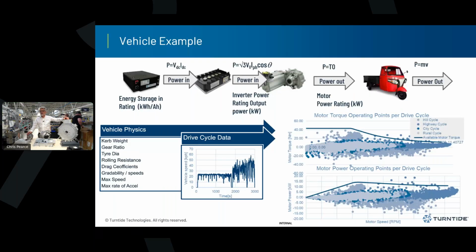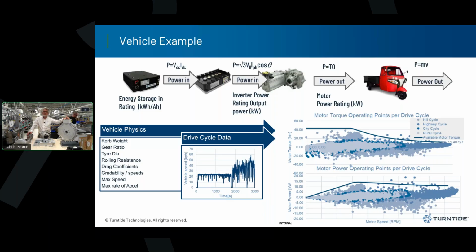So here's a typical use case for this sort of motor size. We are considering the power in versus power out of the vehicle system. And if we consider the Newtonian physics of the entire train of battery to vehicle performance, we need to be considering things such as the curb weight of the vehicle, gear ratio, tire diameter, rolling resistance, etc.